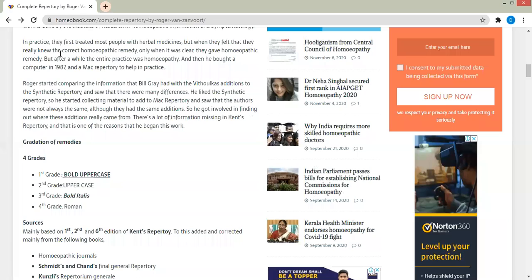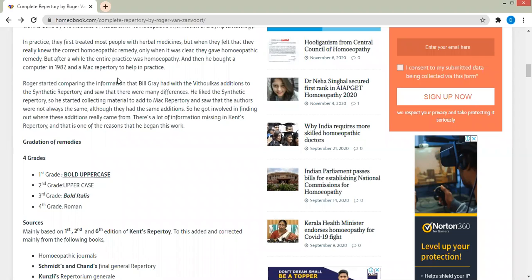In practice, they first treated most people with herbal medicines, and only when it was clear that they really knew the correct homeopathic remedy did they give it. But after a while, the entire practice was homeopathy, and then he brought in the computer in 1987 and a Mac repertory to help in practice.